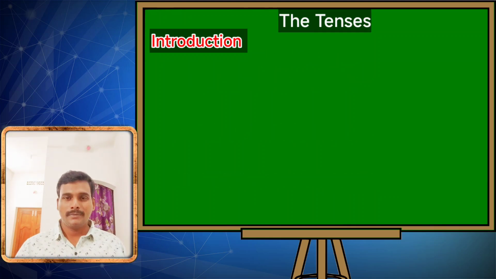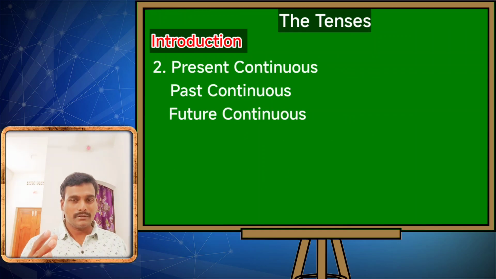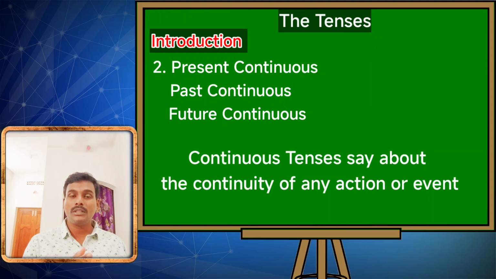The second division, continuous tenses. Present continuous, past continuous, and future continuous. Continuous tenses say about the continuity of any action or event.